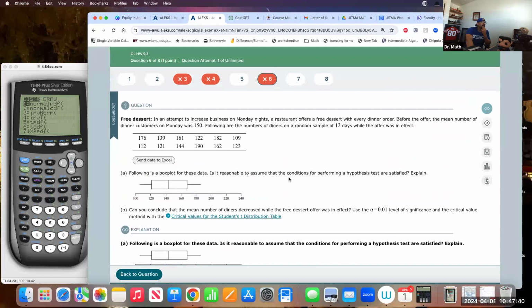So let's see what we're trying to do here. In an attempt to increase business on Monday nights, a restaurant offers a free dessert with every dinner order.